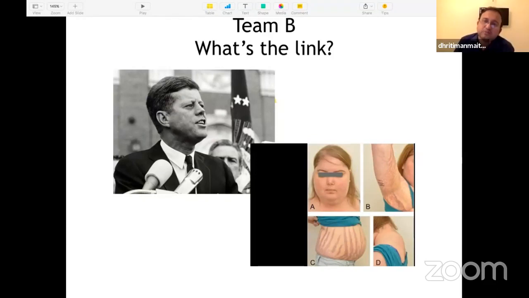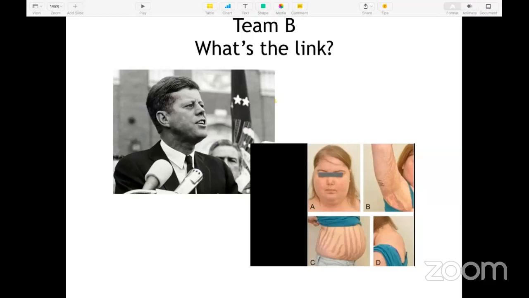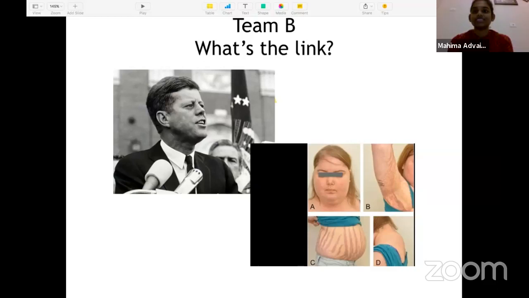Mahima, you have to link the two pictures. Yes, sir. Who's that man? The time is up actually. That's JF Kennedy. I'm not sure. Who suffers from Addison's disease, and this is a patient of Cushing's disease. So the link is adrenal. Okay? Okay, sir. Yes, sir. It is adrenal.